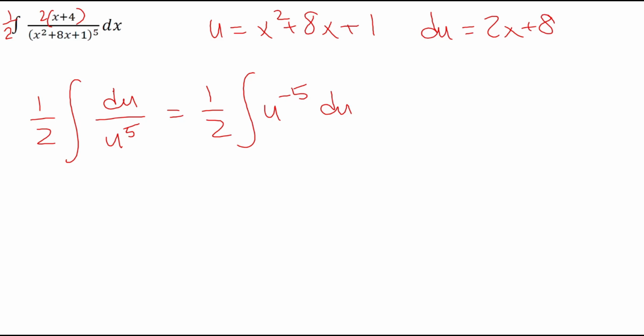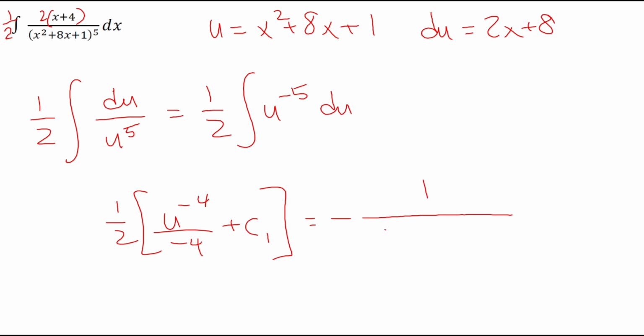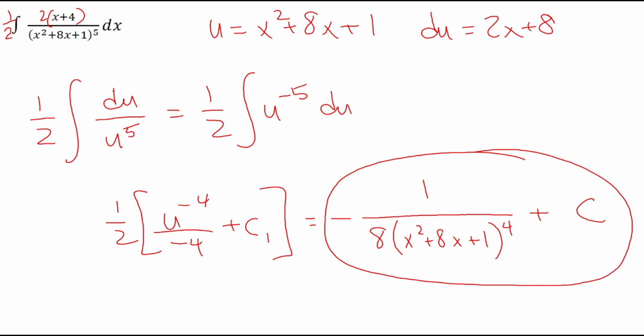Well, u to the negative 5 will go up to become u to the negative 4, and we'll divide by negative 4 plus some constant. We'll distribute the 1/2 in to give us negative 1 over 8. And then our u to the 4th in the denominator will become x squared plus 8x plus 1 to the 4th plus some constant.